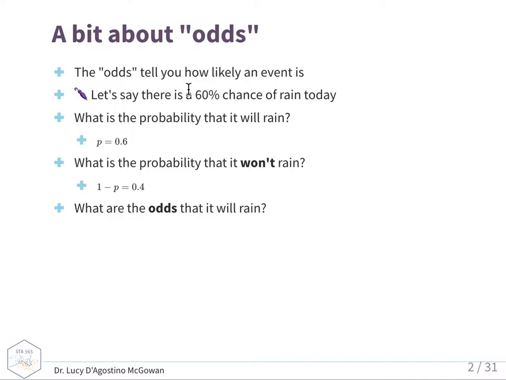What are the odds that it will rain? The odds are 3 to 2, or sometimes you write this as 3 colon 2, or we could divide that. And so that 3 divided by 2, or that 0.6 divided by 0.4, is going to be equal to 1.5. And so the odds are 1.5.